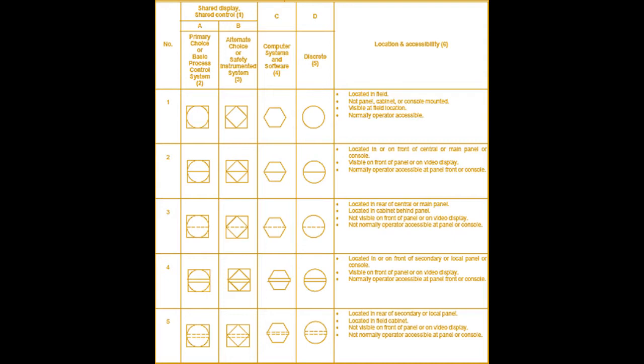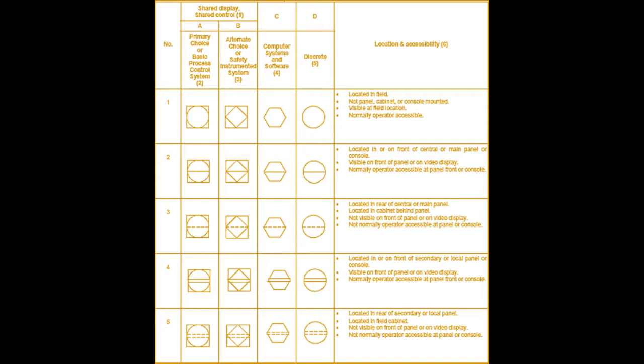Each of the symbols has certain locations and accessibility. The ones in row 1 are located in the field, not panel, cabinet, or console mounted, visible at the field location, and normally operator accessible. The ones in row 2 are located in or on the front of the central or main panel or console, visible on the front of the panel or on a video display, normally operator accessible at the panel front or console. The ones in row 3 are located in the rear of the central or main panel, located in a cabinet behind the panel, not visible on the front of the panel or on a video display, not normally operator accessible at the panel or console.